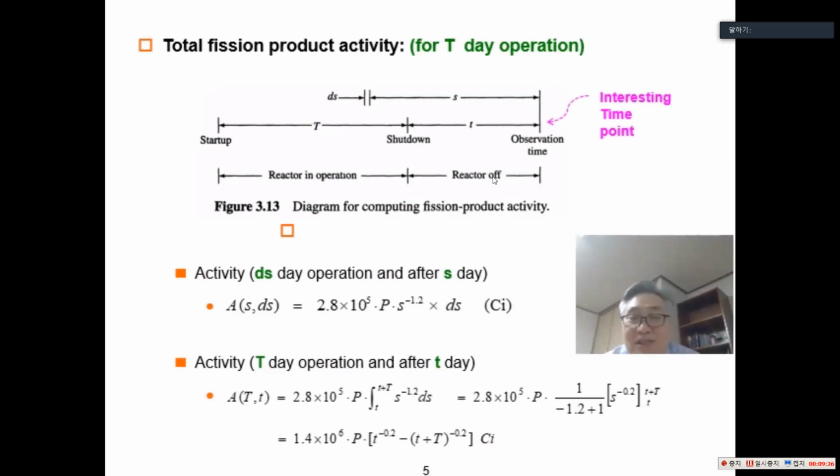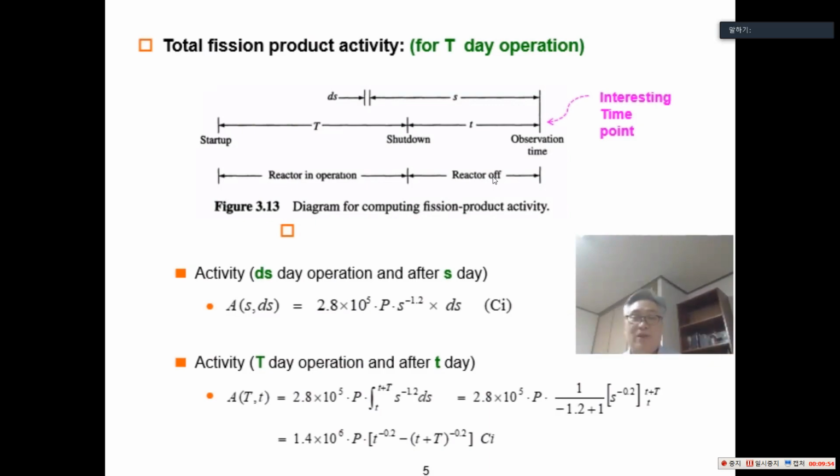Now, total product activity. For a more general situation, it's like this. In figure 3.13, we operate for large T period and then shut down, and the small t period passed, and then we would like to know how much activities are there.